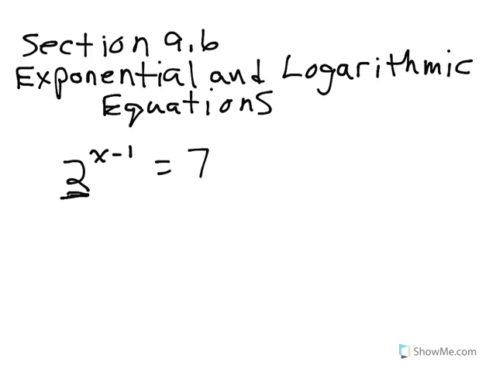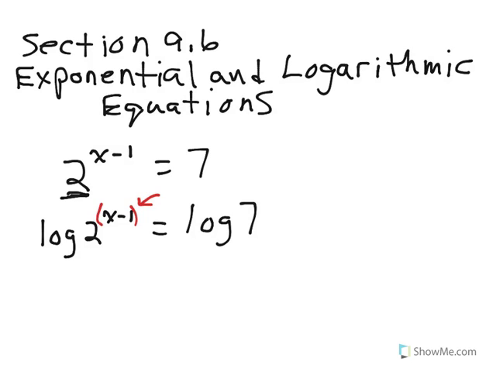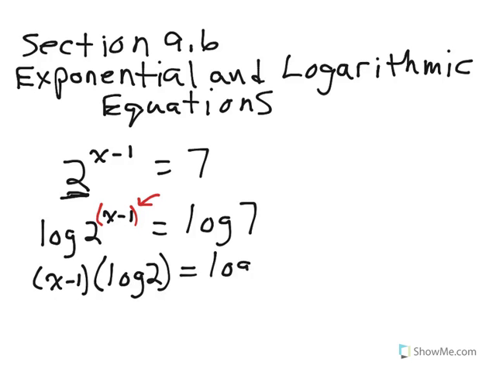And here our base is 2. So we are going to take log of 2 to the power of x minus 1 equals log of 7. And we are using common logarithms here. Now remember the exponential rule, that the exponent goes out in front of the logarithm. So we're going to rewrite that as x minus 1 times the log of 2 equals the log of 7.